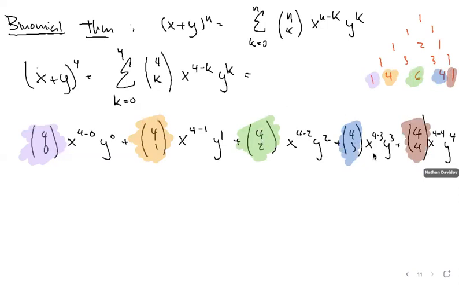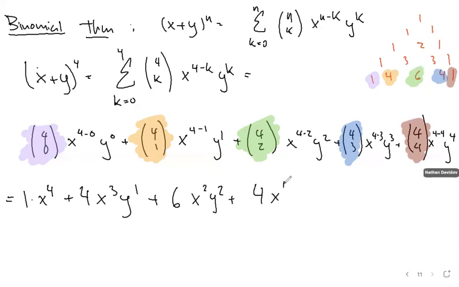Now I'll simplify everything. This is 1 times x to the 4. Y to the 0 is 1, so I'm not going to write that. 4 choose 1 was 4, x to the 3rd, y to the 1, plus 6 x squared y squared, plus 4 x to the 1 y cubed, plus 1 times x to the 4 minus 4, which is x to the 0, which is 1, so I'm not going to write that, y to the 4th. So that's the answer.